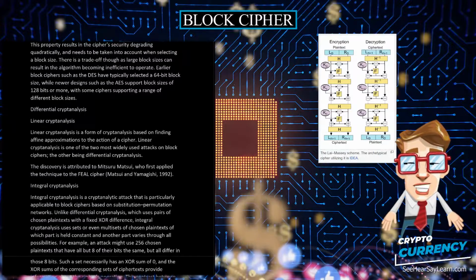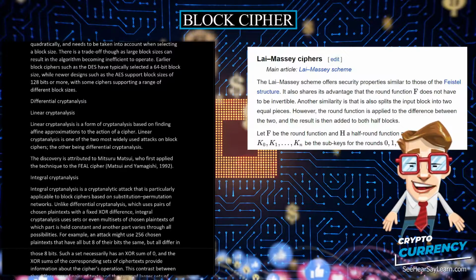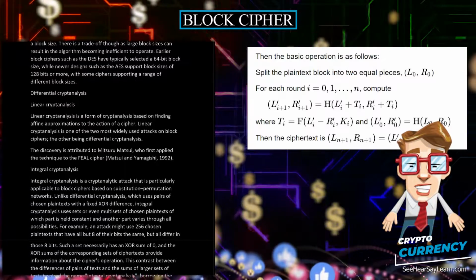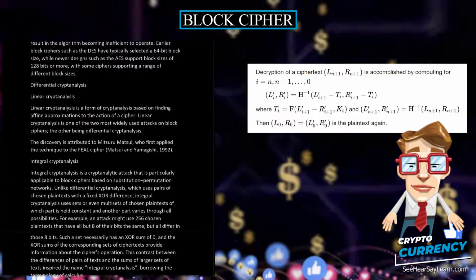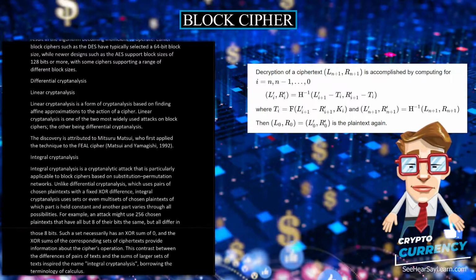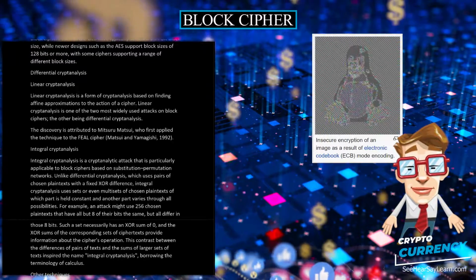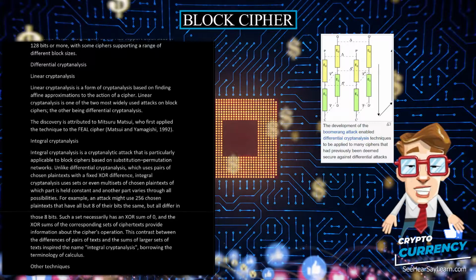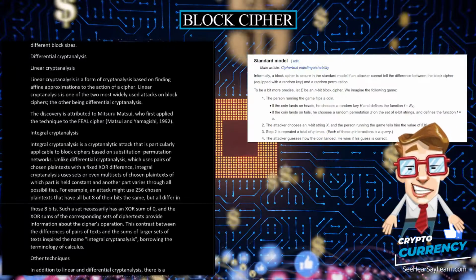Differential cryptanalysis. Linear cryptanalysis. Linear cryptanalysis is a form of cryptanalysis based on finding affine approximations to the action of a cipher. Linear cryptanalysis is one of the two most widely used attacks on block ciphers, the other being differential cryptanalysis. The discovery is attributed to Mitsuru Matsui, who first applied the technique to the FEAL cipher (Matsui and Yamagishi, 1992).